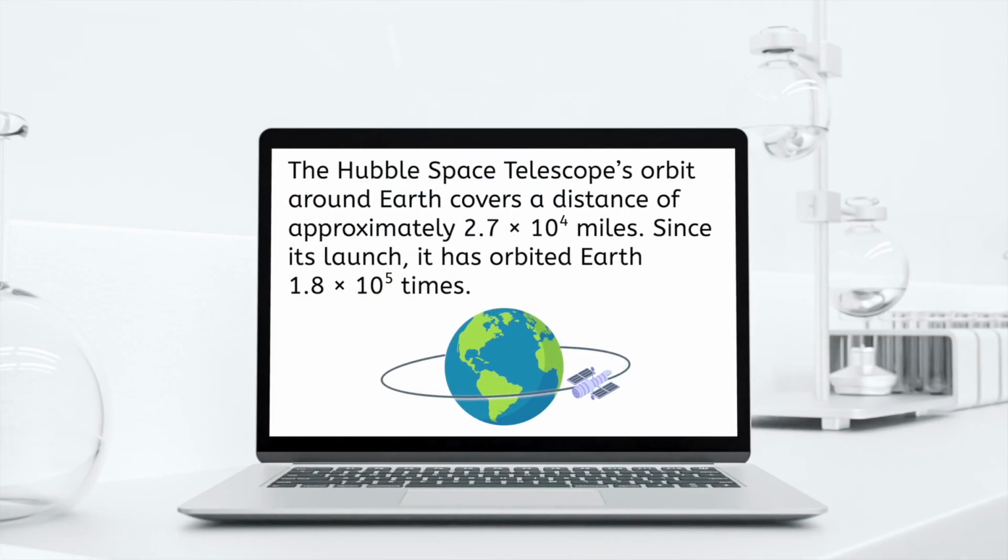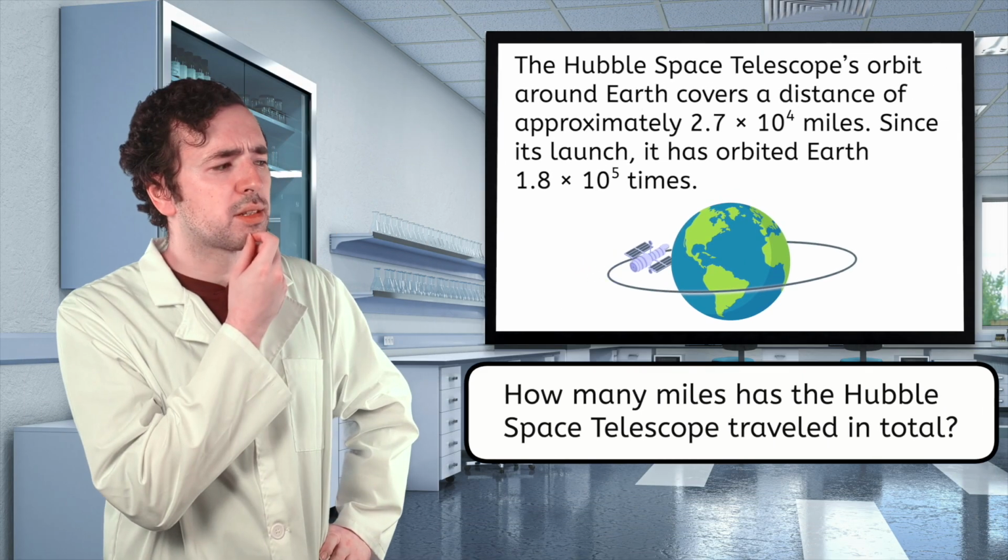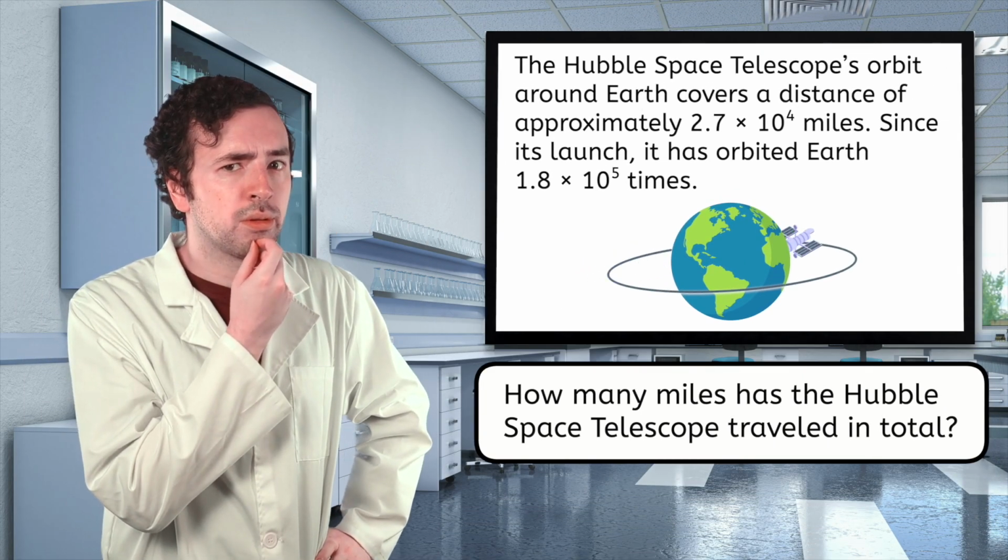Today's our last day studying outer space in science club, so I'm reading this cool article online. The Hubble Space Telescope's orbit around Earth covers a distance of approximately 2.7 times 10 to the fourth miles. Since its launch, it has orbited Earth 1.8 times 10 to the fifth times. I wonder how many miles it's traveled in total. Think we could figure it out?